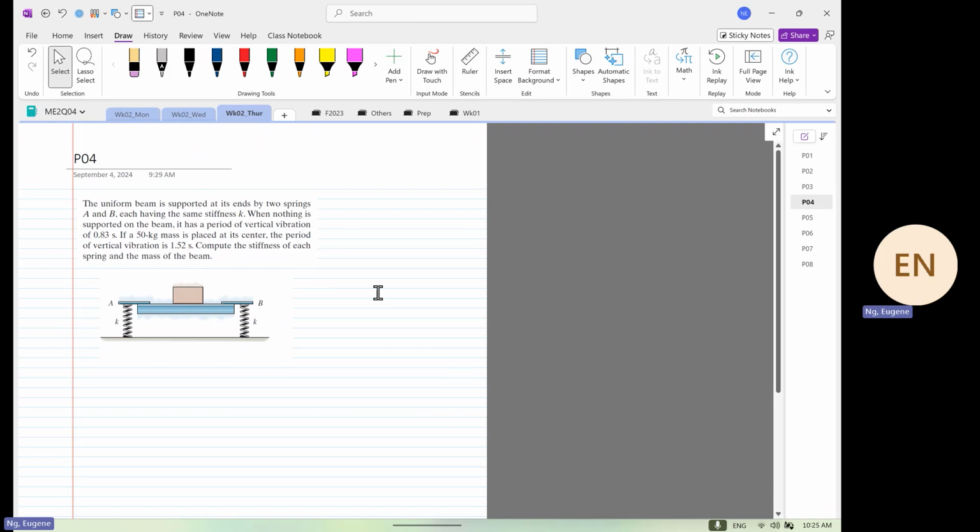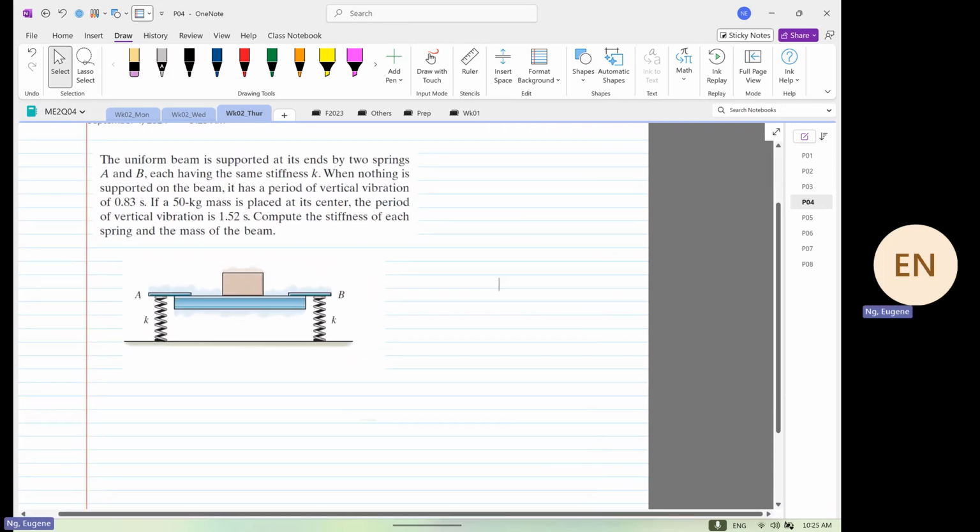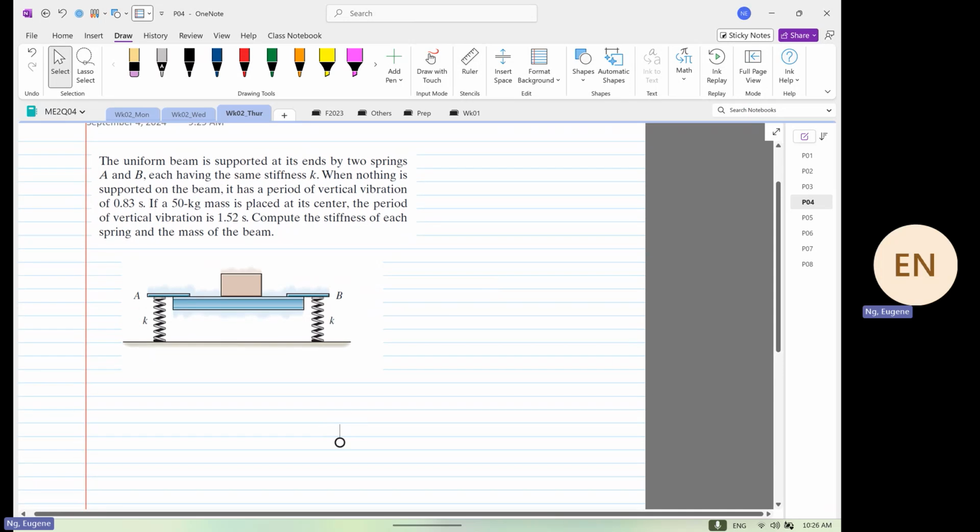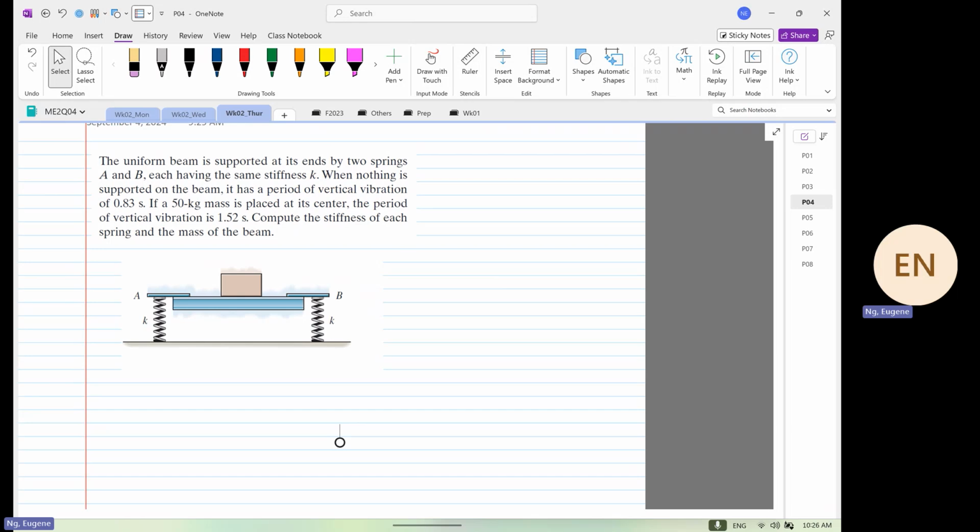Now, they are a bit tricky. They put the spring in the what? In the opposite direction. Okay, they are being cheeky now. Okay, you can see that.